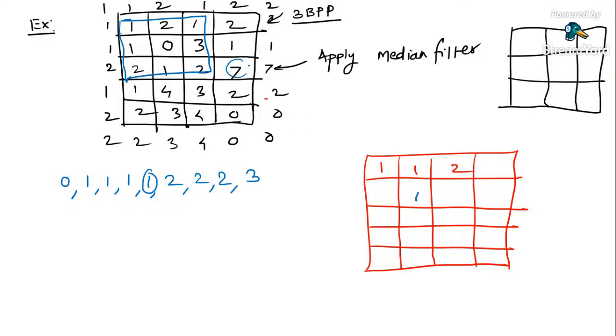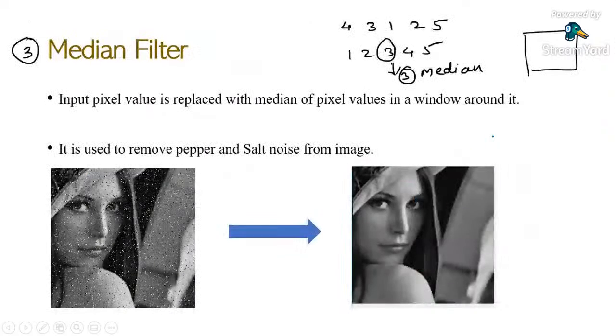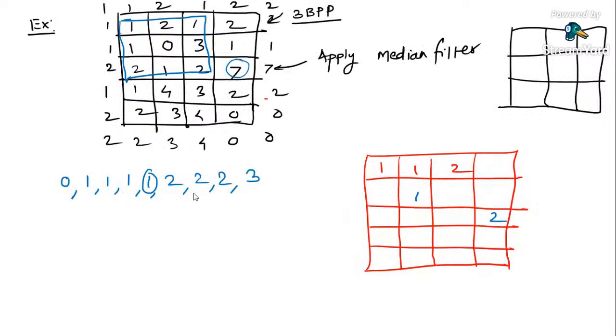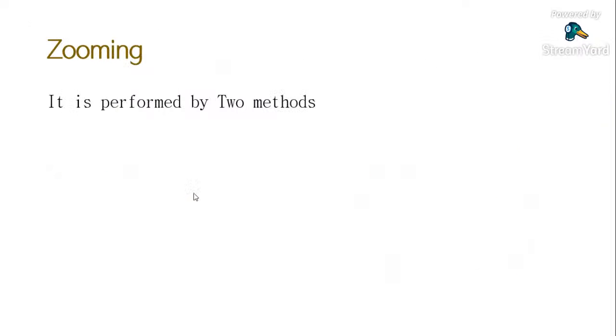Again, if you apply it to the 7, it means this is the white spot. Arranging it: 1, 1, 2, 2, 2, so you will get 2 as the value. Wherever you have spikes, this is an 8-bit representation of the image, where a white spot is 255 and 0 is 0, and the others change gradually. So you are removing the spikes. I will show you practically also how this median filter is applied.